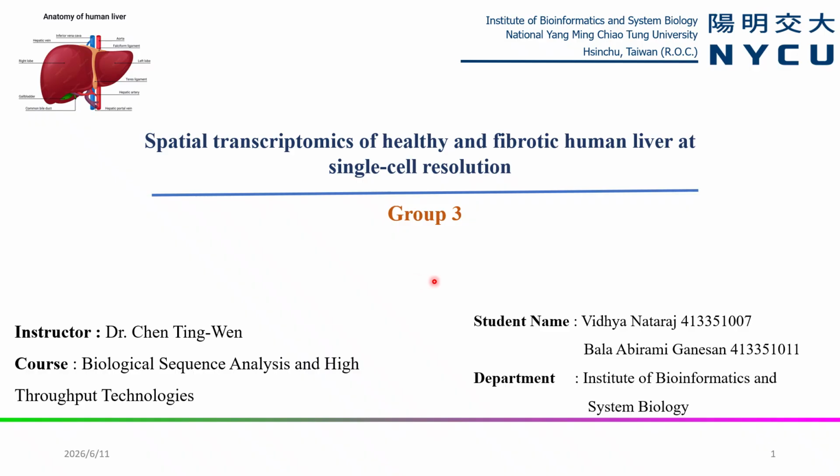Today we are going to present the paper entitled Spatial Transcriptomics of Healthy and Fibrotic Human Liver at Single Cell Resolution. Our instructor is Dr. Chen Ting Wen. We are from the Institute of Bioinformatics and Systems Biology.